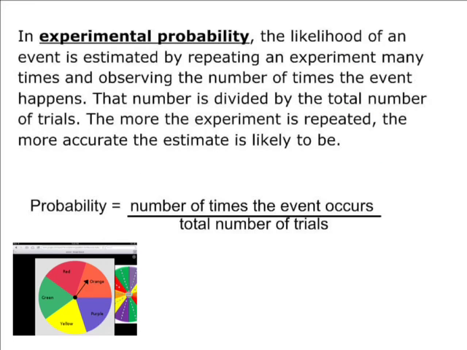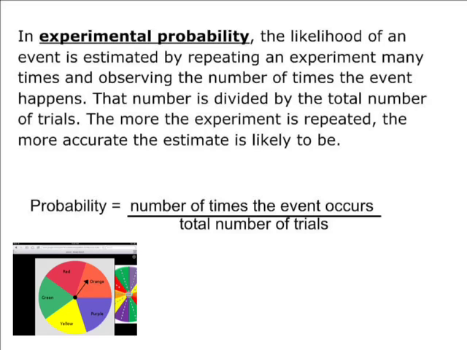Okay, now let's take a look at experimental probability. Go ahead and read this. Experimental probability: the likelihood of an event is estimated by repeating an experiment many times and observing the number of times the event happens. So if we think about our spinner here, instead of determining the probability of it landing on orange if we spin one time, we're going to have an experiment where we spin it, say, 50 times, and then we're going to record the different results.